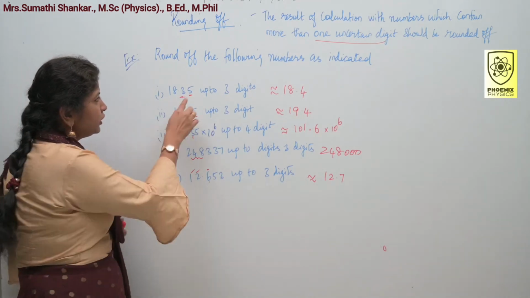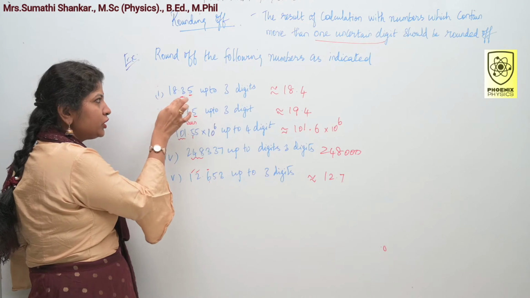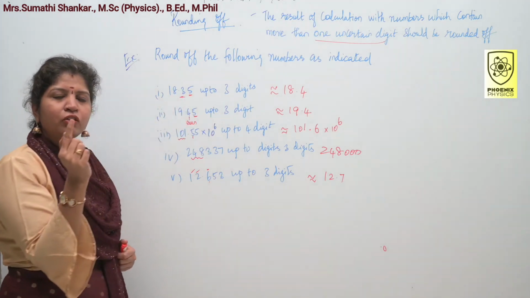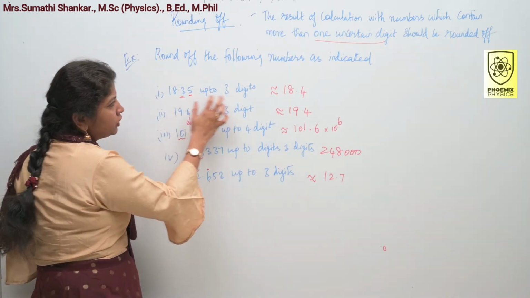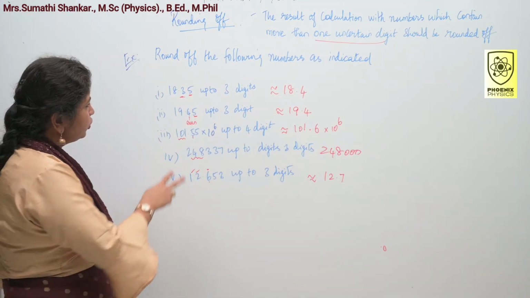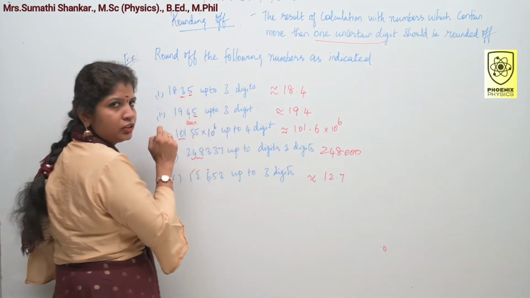Here the digit to be dropped is 5 and the preceding digit is an odd number. If it is an odd number, we have to increase the number by 1. So here I can write it as 18.4. Then look at the second example, 19.45 up to 3 digits.